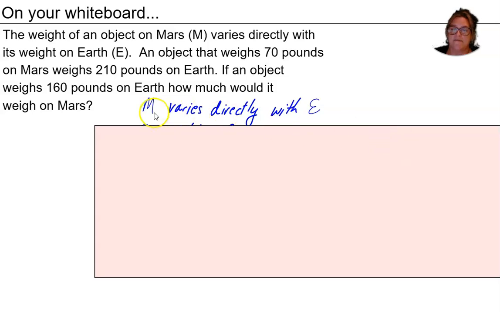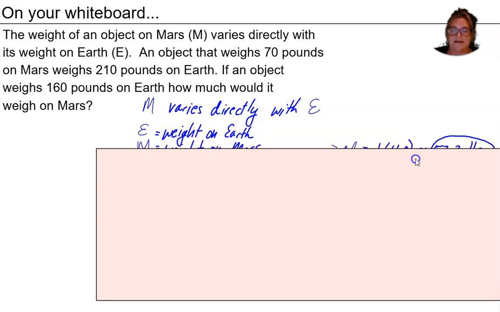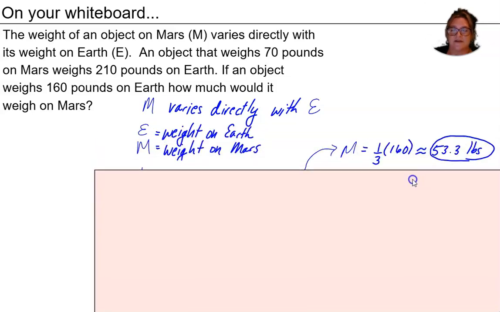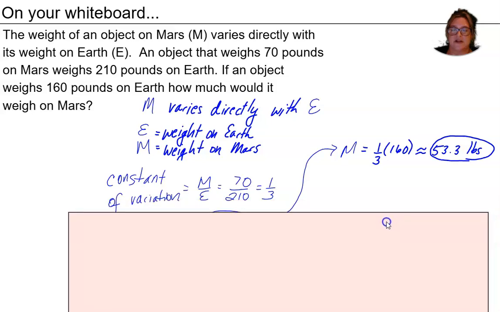So, M varies directly with E. We were told that the weight of the object on Mars varies directly with its weight on Earth. Okay, then we're going to use our numbers that are given here, that an object weighs 70 pounds on Mars and 210 pounds on Earth. We're going to use that to find the constant of variation. And so our constant of variation, M divided by E, 70 divided by 210 is 1/3.